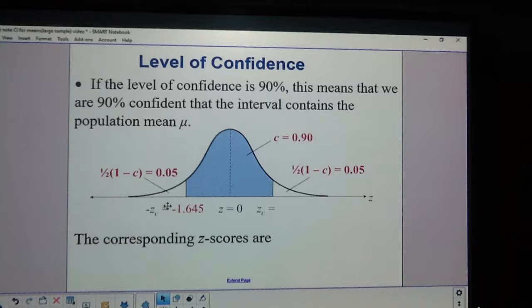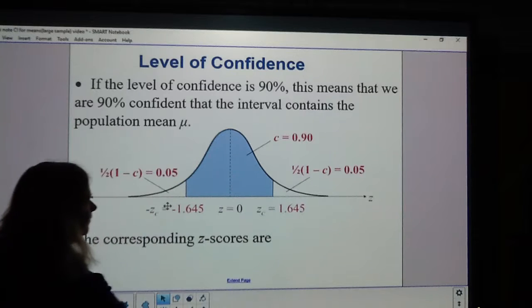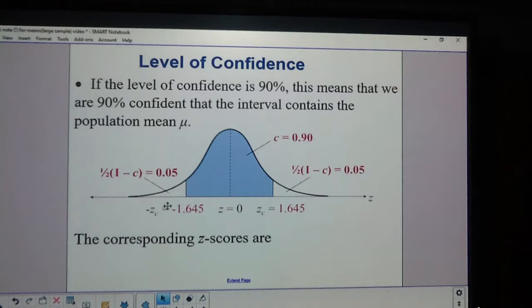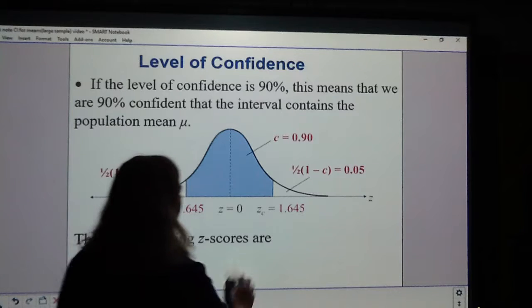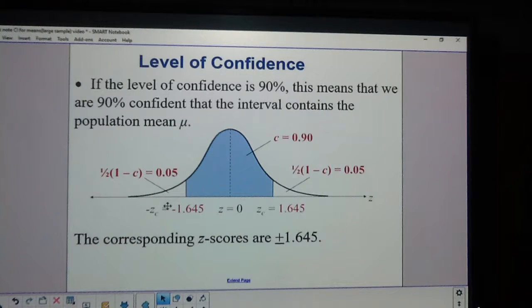Since it's symmetrical, you really don't need to plug in the other one because it'll be positive. And if your calculator has the right, left, center option, all you really need to do is put 0.9 and say center, and it'll give you both those values. So the corresponding z-scores are just plus or minus 1.645.